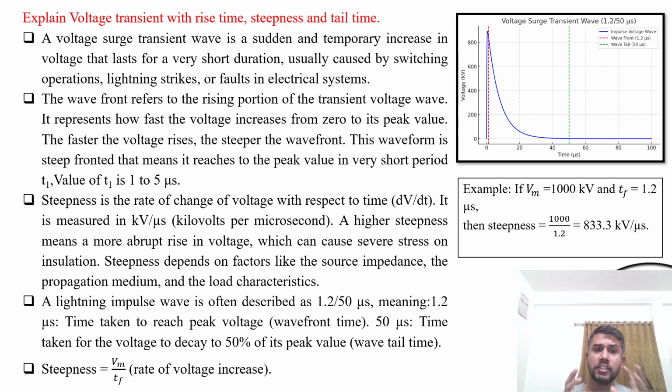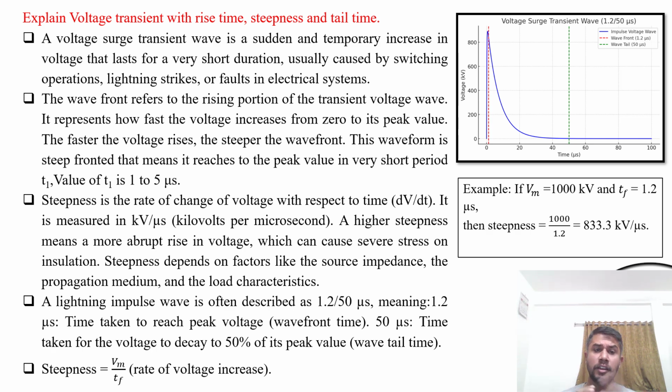Explain voltage transient with rise time, steepness and tail time. So a voltage surge transient wave is a sudden and temporary increase in the voltage that lasts for a very short duration, usually caused by switching surges or switching operations, lightning strikes or faults in electrical systems. It means the transient voltage surges are of duration of microseconds.